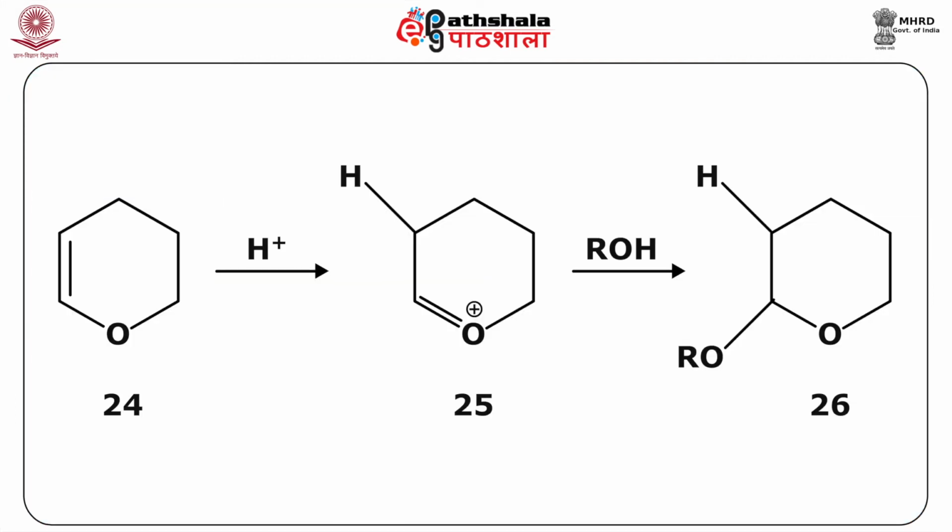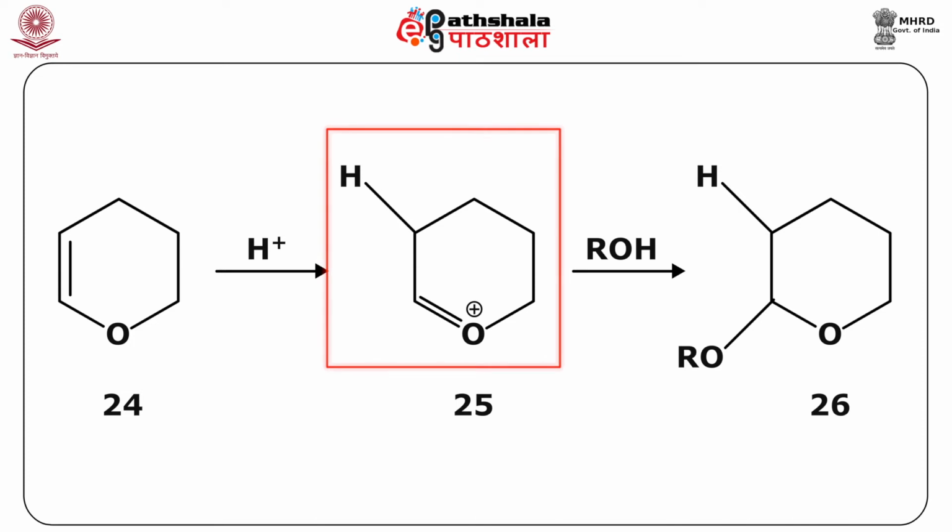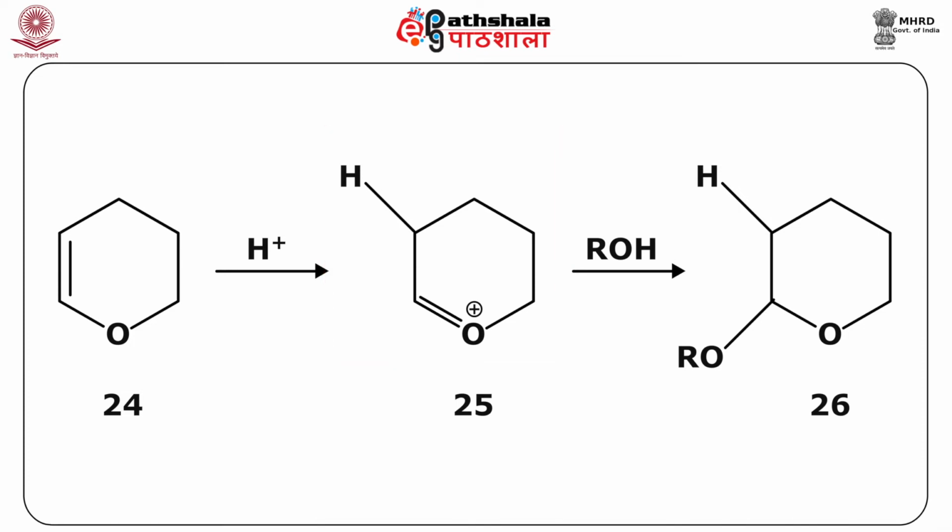The protonation of dihydropyran yields the compound with the positive charge on oxygen, as can be seen on the structure 25. This is further reacted with the alcohol ROH to give acetal 26, shown in the figure. The compound 2-methoxy tetrahydropyran, where R is CH3, is known as the THP derivative.